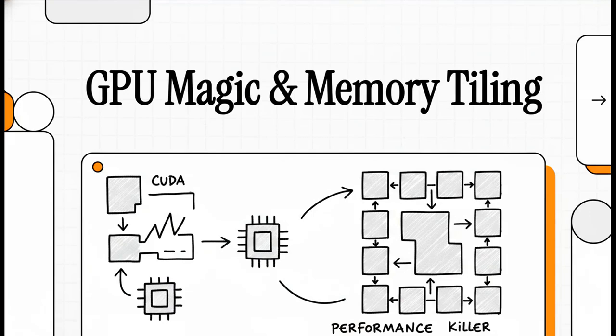Today, we're popping the hood on some serious GPU magic. If you've ever wondered how your standard CUDA text file actually transforms into blistering, raw hardware speed, you're in the exact right place. We're going to start from the absolute basics of how a raw file gets compiled, and then we're going to solve one of the biggest performance killers in GPU programming using a brilliant technique called memory tiling.